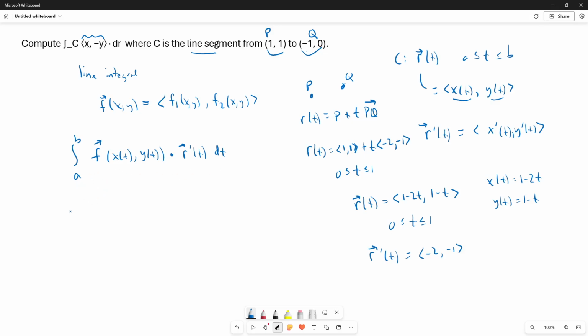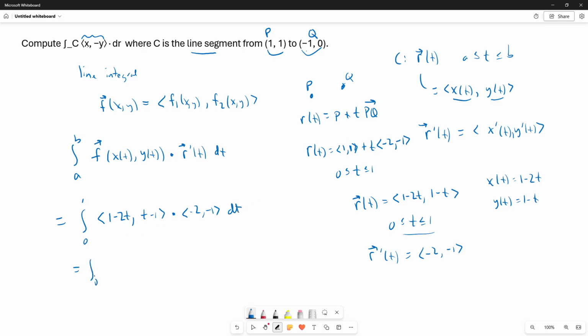Okay, so this becomes an integral from a to b, which is 0 to 1, as t goes from 0 to 1. In our vector, we have to substitute x of t and y of t. Instead of just x, we have x of t, which is 1 minus 2t. And then we have negative y. y of t is 1 minus t, so negative y of t will be t minus 1. We have to take the dot product of that with r prime of t, which is the constant vector ⟨-2, -1⟩, and then dt.